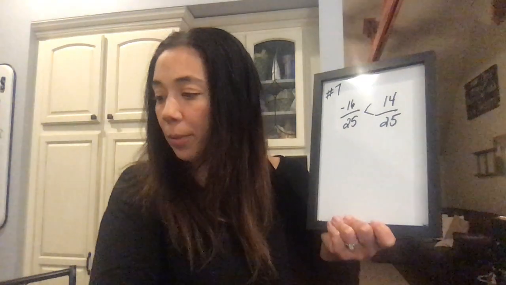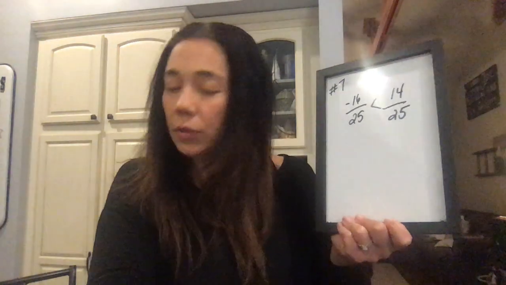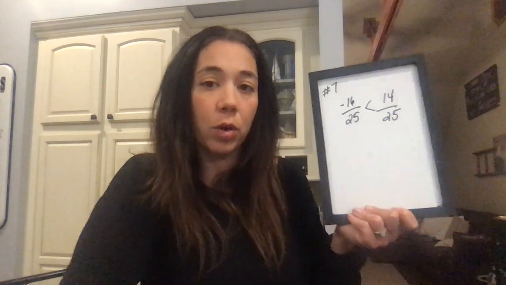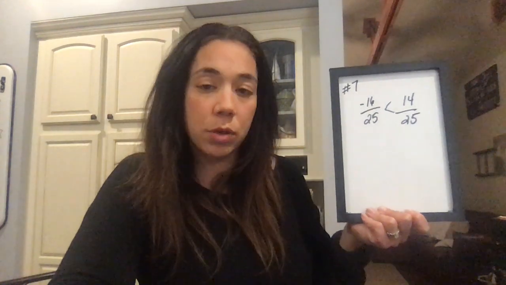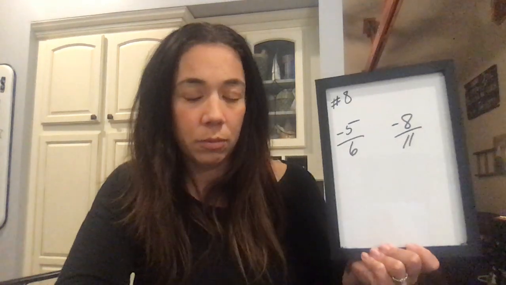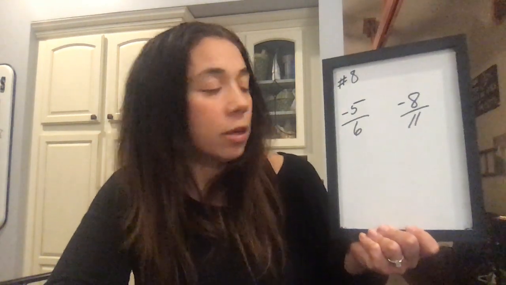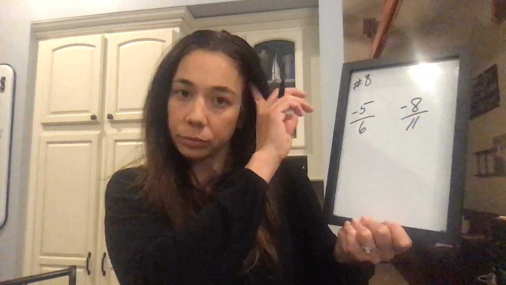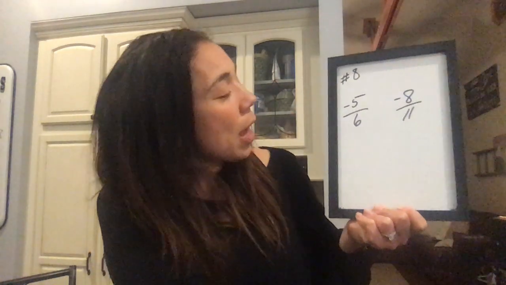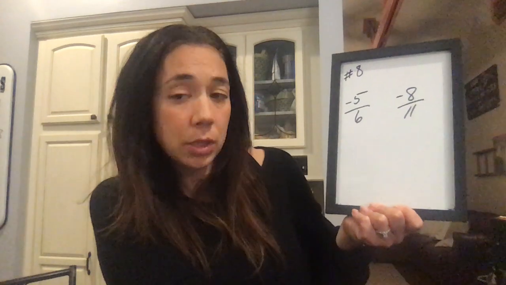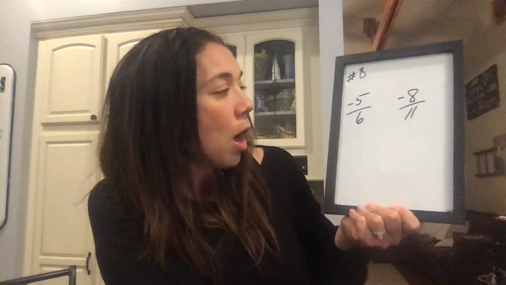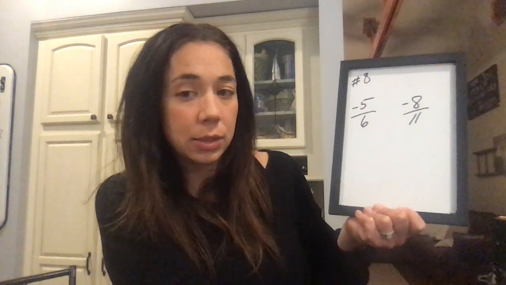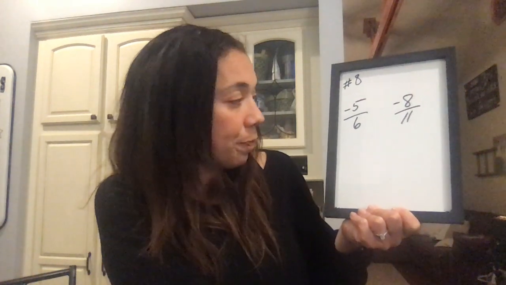Let's take a look at number 8. Number 8 is a little bit more challenging. It's a little bit more work that we have to do. So let's do number 8 together. Number 8 says negative 5/6 compared to negative 8/11. If you take a look at your least common denominators that we listed, if you remember, we had 66 as our common denominator.